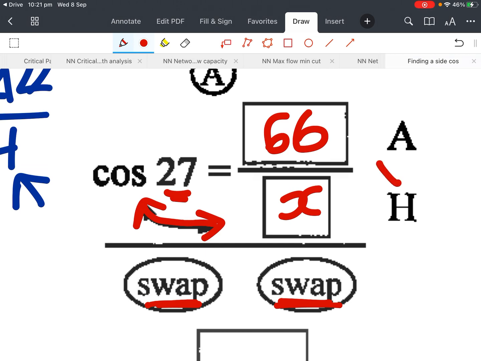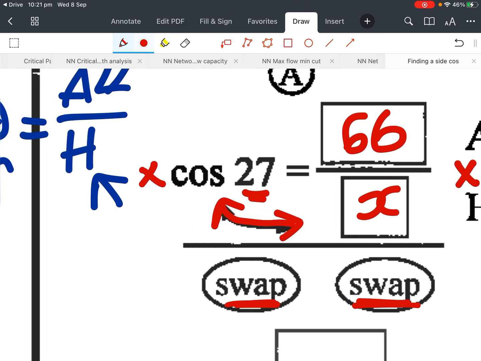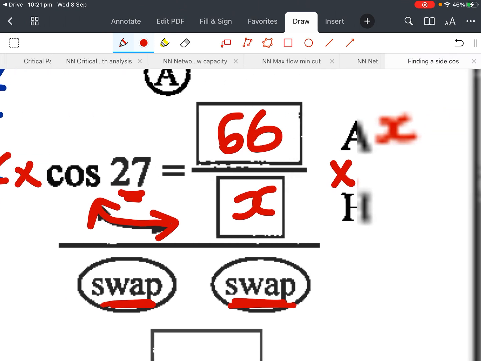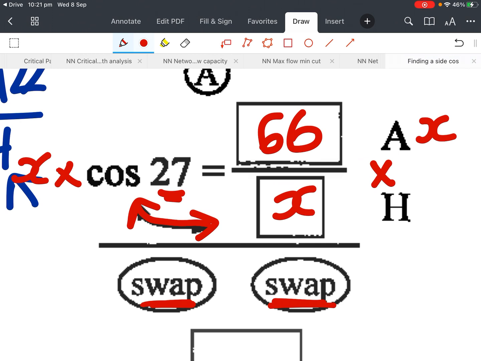So the first step is we need to get rid of whatever is on the denominator. So that's what I'm going to do. Multiply both sides by the same thing to balance them out. If I have an x on the top and an x on the bottom, I can cross those off. It actually means a 1, just in case you know.